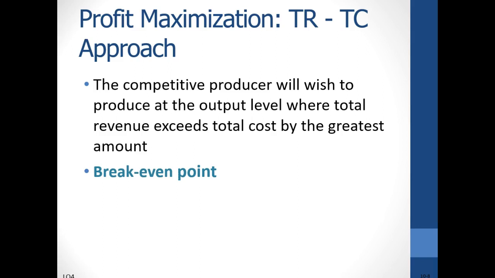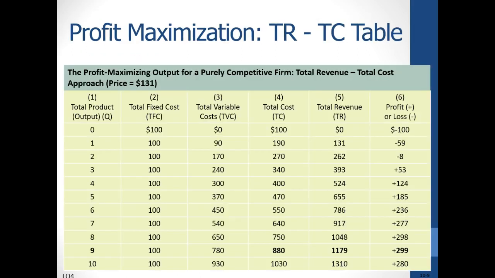Part of the profit maximization rule is producing an output that minimizes losses in the short run when that is the best option. The break-even point is an output at which a firm just makes a normal profit. Total revenue equals total costs. In this table, total costs as well as total revenue are given.